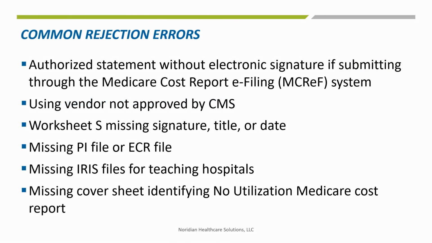Some of the more common issues that we see at Noridian which cause the rejection of a cost report include the authorized statement missing an electronic statement if you're submitting your cost report through the Medicare Cost Report e-filing (MCREF) system, using an outdated vendor or outdated software, Worksheet S submitted without either an electronic or wet ink signature, title, or current date, missing files such as PI or ECR, or missing IRIS files for teaching hospitals. And for providers who are identifying no utilization on the cost report, missing a cover sheet identifying that will result in a rejection.